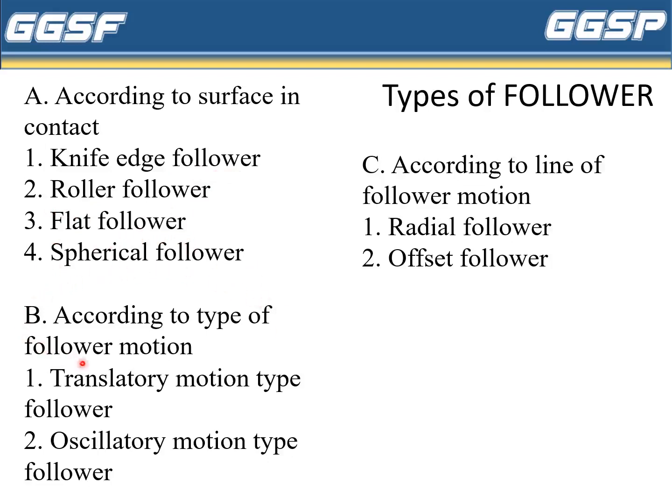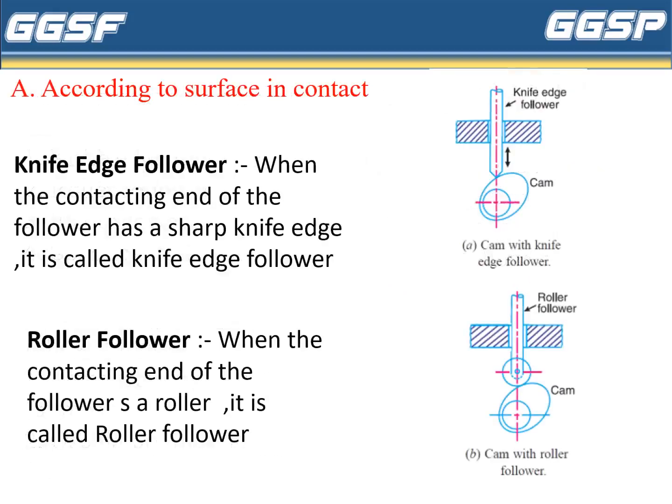So second classification is according to the type of follower motion. First one is the translatory motion type follower, and second is the oscillatory motion type follower. And third classification is according to the line of contact, or according to the line of follower motion. So one is a radial follower, second one is the offset follower. Now we will study in detail how the classification is done.